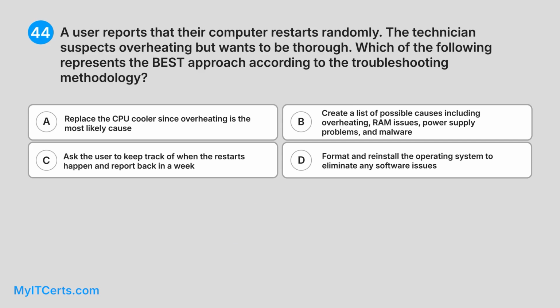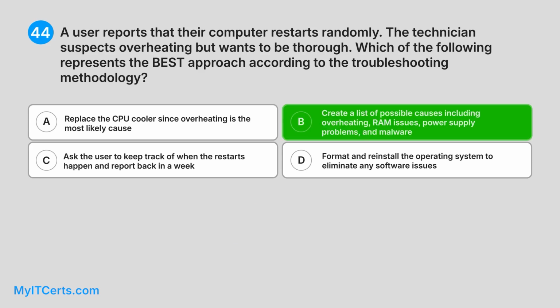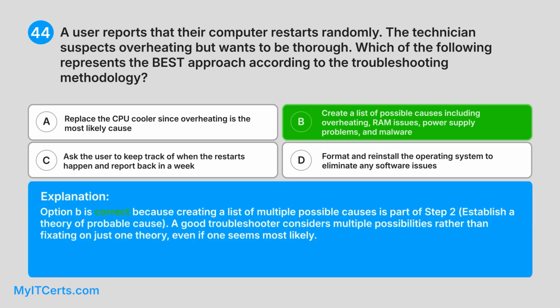Correct answer: B. Create a list of possible causes including overheating, RAM issues, power supply problems, and malware. Explanation. Option B is correct because creating a list of multiple possible causes is part of Step 2. Establish a theory of probable cause. A good troubleshooter considers multiple possibilities rather than fixating on just one theory, even if one seems most likely.